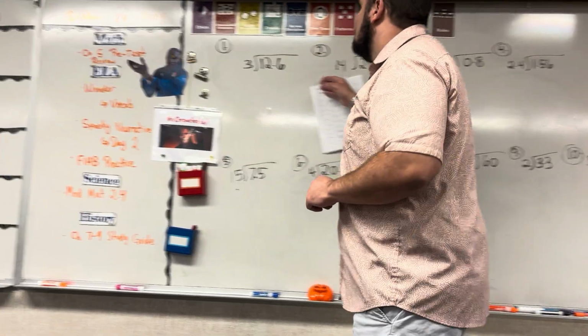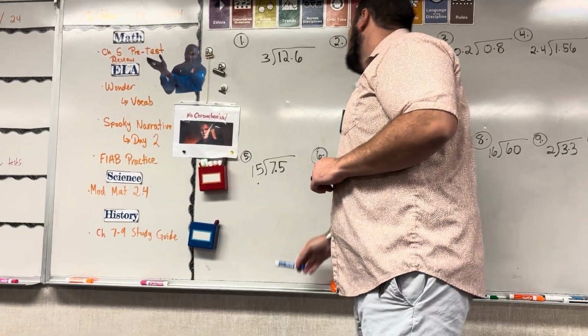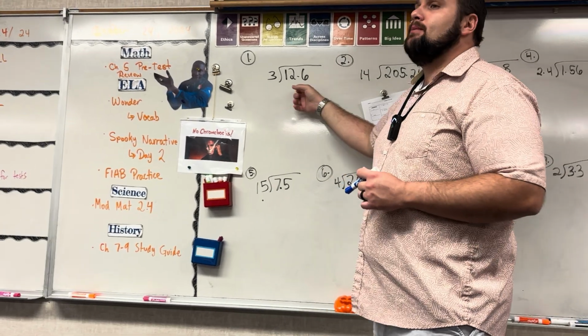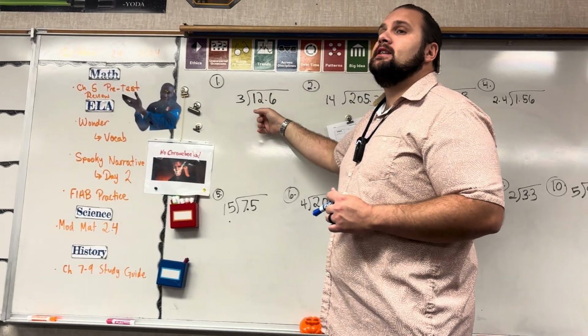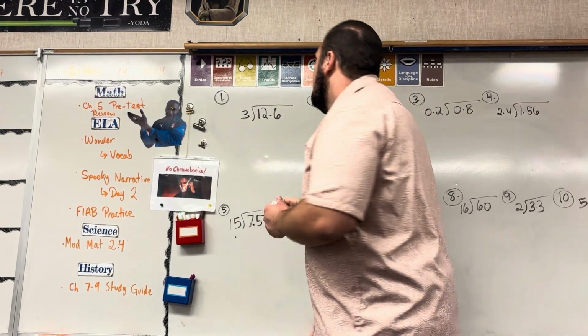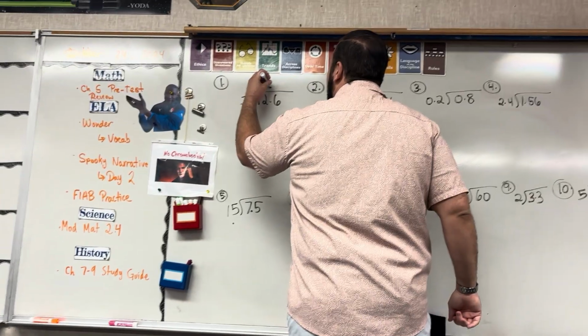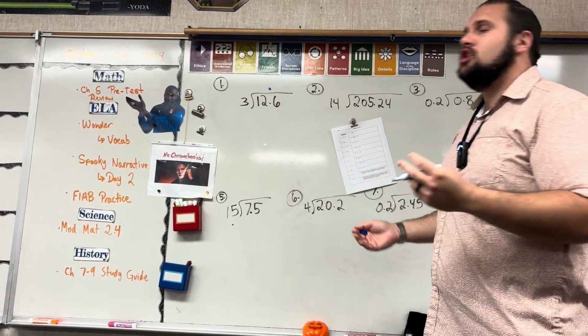All right, guys. So let's go ahead. Let's look at number one. Number one is 12.6 divided by 3. Make sure 12.6 is the first number, so it goes inside. And we have a decimal, so we put it directly on top, and then we just divide normally.